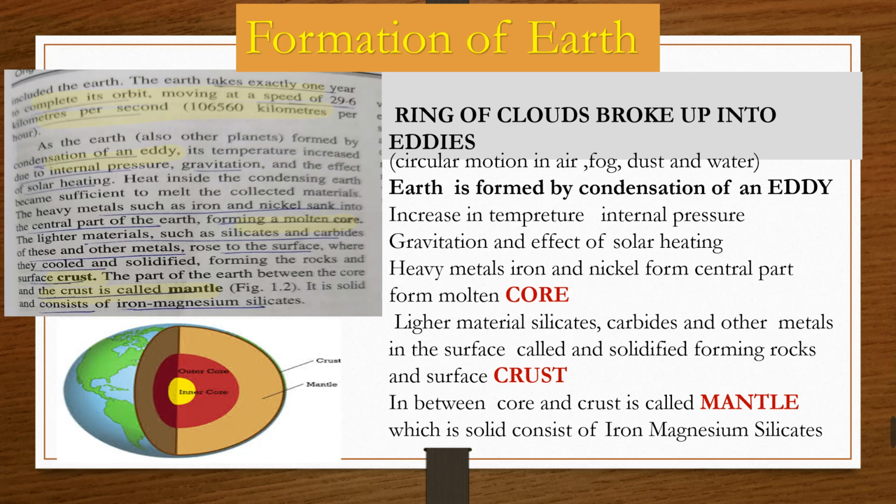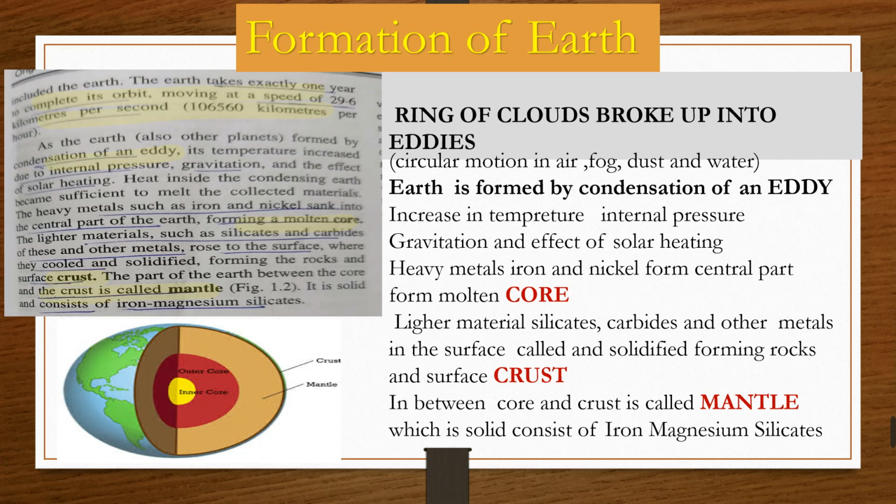So the Earth is formed by condensation of an eddy, due to increase in temperature, internal pressure, gravitation and the effect of solar heating, and that's why Earth is formed. Heavy metals like iron and nickel sank into the deeper part and formed the center, the molten core. Lighter materials like silicates, carbides, and other metals came to the surface, and these solidified, forming the rocks and surface crust.